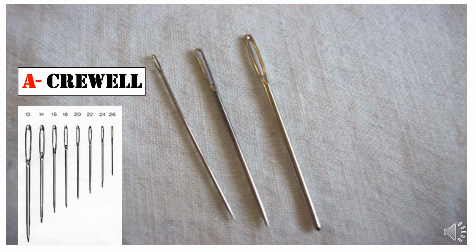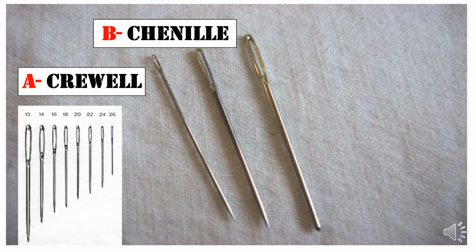Crewel po, ang sizes niya is 1 to 10 and they are sharp-pointed, medium in length with large eyes for easy threading, and they are used for most standard embroidery stitchery. Siya po yung needle na commonly natin ginagamit sa ating household. And next one, yung nasa center, is the chenille.